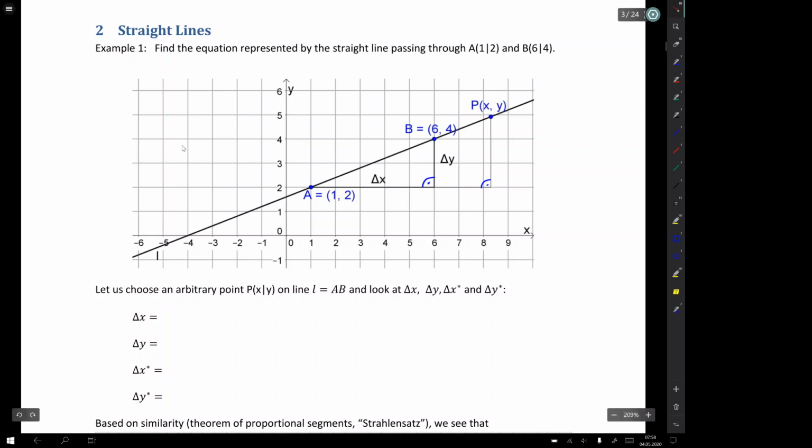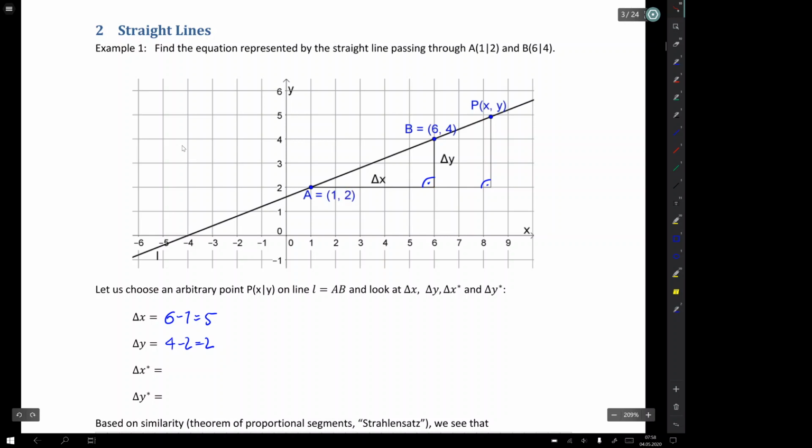Now, how much is delta x? Well, delta x is just 6 minus 1, so 5. Delta x, this length here, it's from here, this coordinate here is 6, here we have 1, so this distance is 6 minus 1. The delta y here, this length is 4 minus 2, so it is 2. Why is it 4 minus 2? It's this coordinate here, the y coordinate of point B, minus the y coordinate of point A, 4 minus the 2.